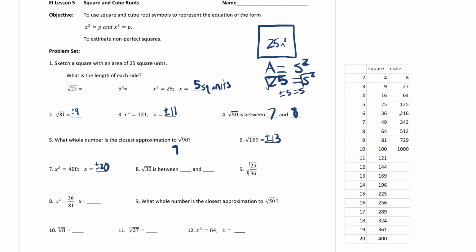Square root of 30 is between what? Well, it's between the square root of 25 and the square root of 36, so it's between 5 and 6. Root 25 over root 36. It doesn't say it that way.